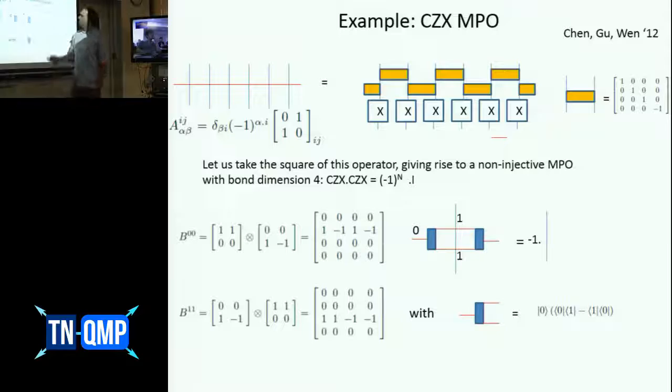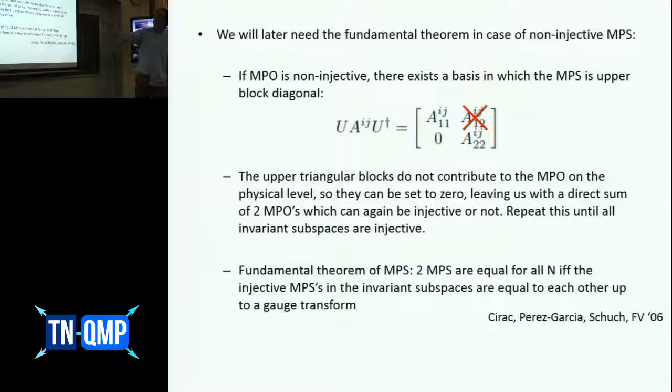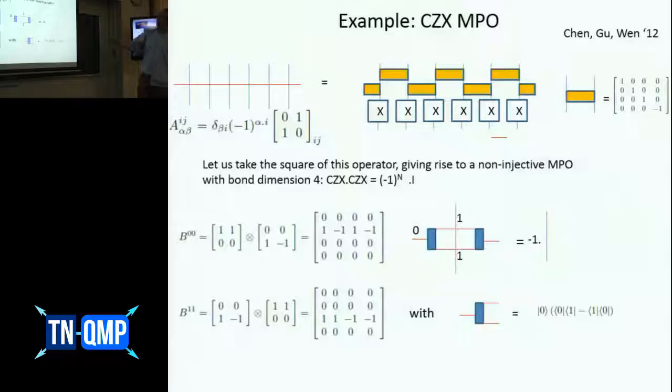And now you have to basically diagonalize. You have to use this algorithm that I explained before. This turns out to have an invariant subspace, so you have to find a U such that these two matrices can be written in this upper triangular form. Then you will see that there will indeed be an off-diagonal block in this upper part. You have to make it equal to zero, then you end up with two blocks. And it turns out these two blocks themselves were also not injective, so you have to repeat this another time, and at the end you see that indeed this thing is completely equal to the identity.